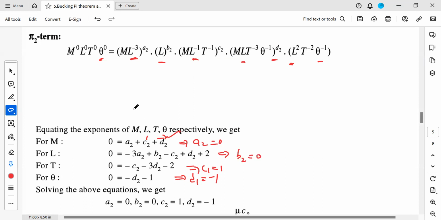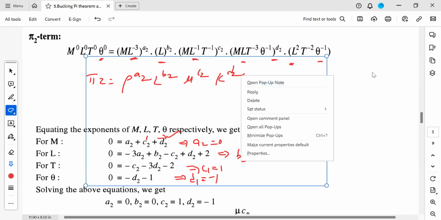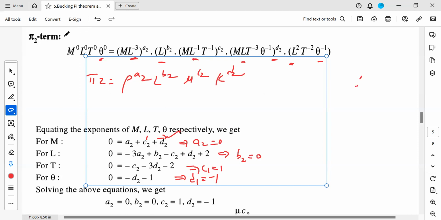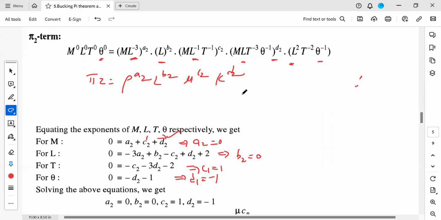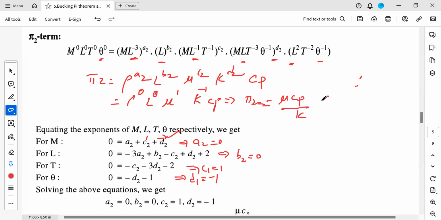So by considering all these terms, the pi 2 term will be rho power a2, L power b2, mu power c2, k power d2, and the value is Cp. Here Cp is there. So if you substitute the powers, rho power a2 value is 0, L power b2 is 0, mu power c2 is 1, and k power d2 is minus 1, into Cp. So that implies pi 2 is equal to mu Cp by k. So that is called the Prandtl number.